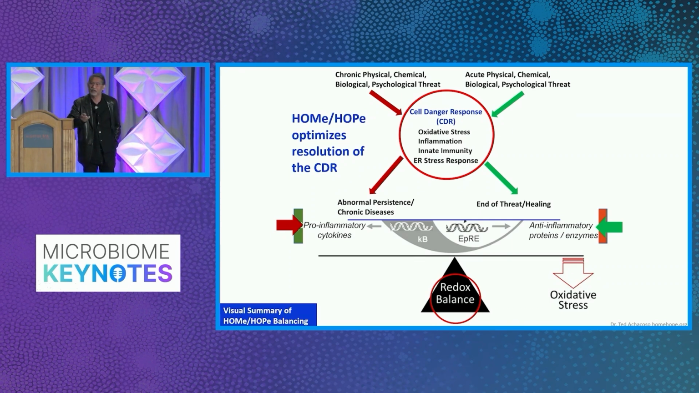As I said yesterday, you must be very familiar with this. This is the unfolded protein response. This was elucidated over 2 decades ago, and you should be experts on this by now. Acute physical, biological, and psychological threats induce the cell danger response, right? And so do chronic physical, chemical, and biological threats. Acute threats, usually we can resolve by ourselves, but the chronic threats are the ones that produce chronic diseases like diabetes or clinical cognitive decline.